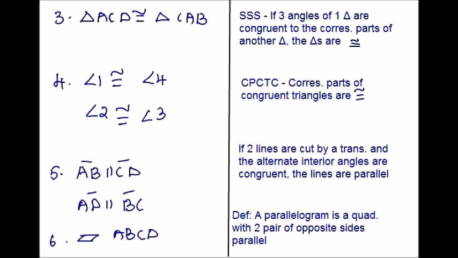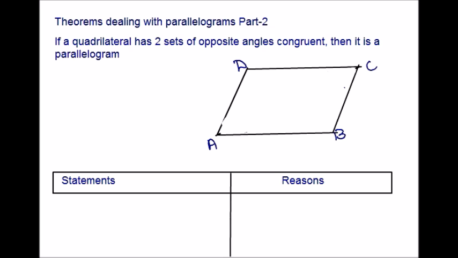Okay, now let us move on to theorem number 2. The second theorem states that if a quadrilateral has 2 sets of opposite angles congruent, then it is a parallelogram. Okay, what are the opposite angles in this figure? A, C and B, D. Okay, the given condition is 2 sets of opposite angles congruent. Using this information, you have to prove that the quadrilateral is a parallelogram.